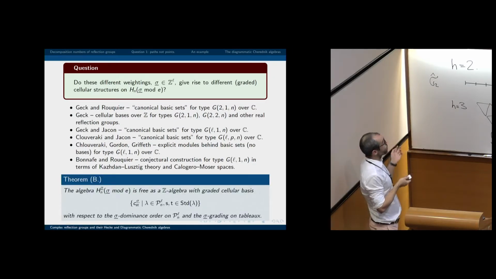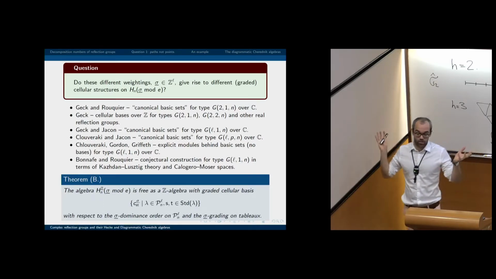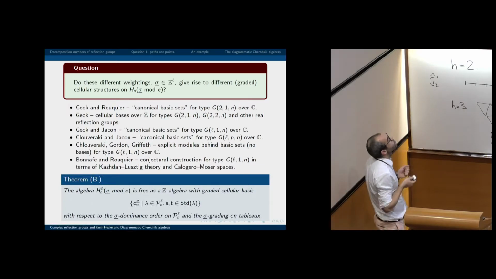And this is a theorem. It's got B there, but it's very, very dependent on work of Webster, which was in the setting of this Cherednik algebra that I've told you nothing about, but it was on my title slide, so maybe that counts. This Hecke algebra, which, remember, doesn't depend on sigma, it depends only on the reduction mod e, is free as a Z-algebra with a graded cellular basis, and the grading is given by sigma. So here we do care what sigma is, and the ordering on these things depends on sigma.